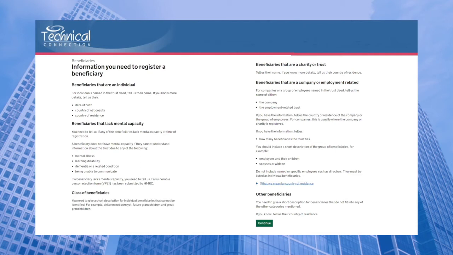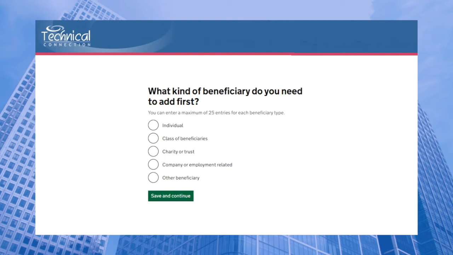There's lots of information on this first page about the details you need to provide about the beneficiaries, whether they're named or classes. Again, you should make sure you have all of this information to hand before completing the registration process. As I do, I'll click on continue. So now I need to select what kind of beneficiary I'm adding. For absolute trusts, which is where the beneficiary is named, I would select individual.